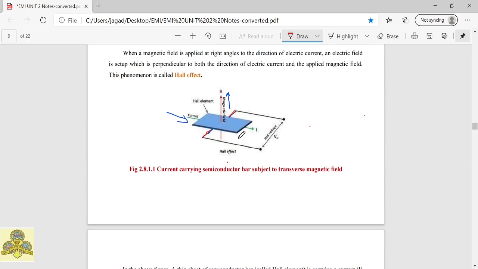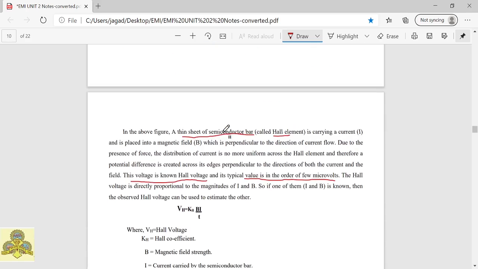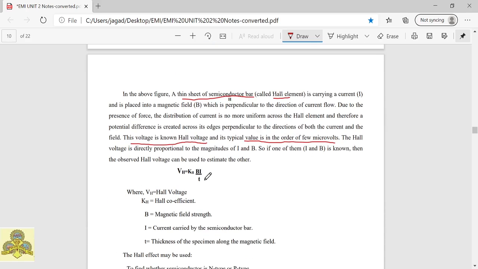And the voltage developed here at these terminals is dependent upon four factors. What are those four factors? Dependent upon kh. Okay, kh is constant. It is only dependent upon three variables B, I and t. The kh is a constant. That constant is nothing but what we call the Hall coefficient. Fine. And we can say the Hall voltage is equal to kh into B into I divided by t.